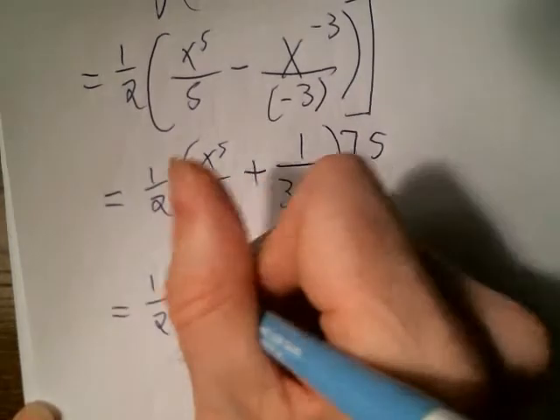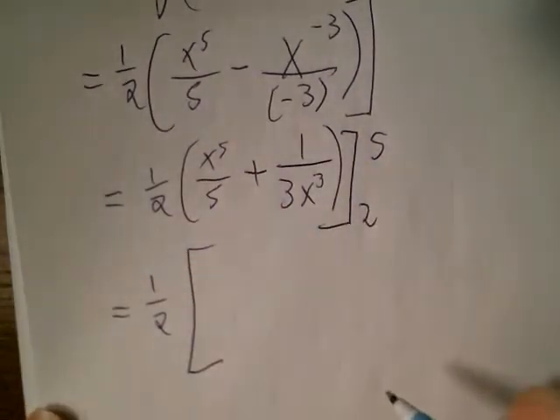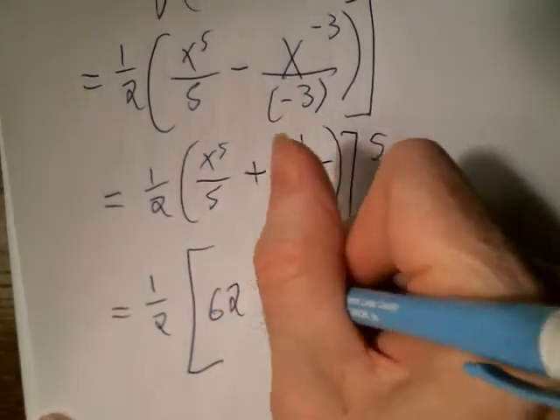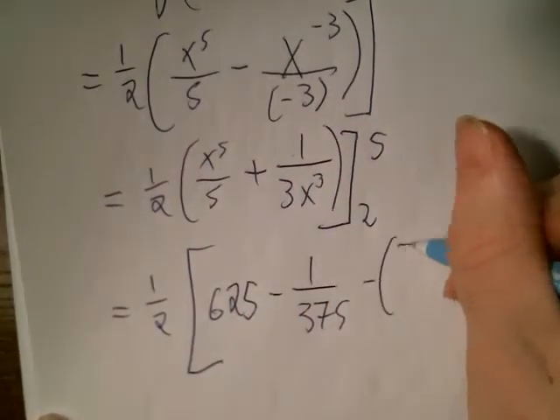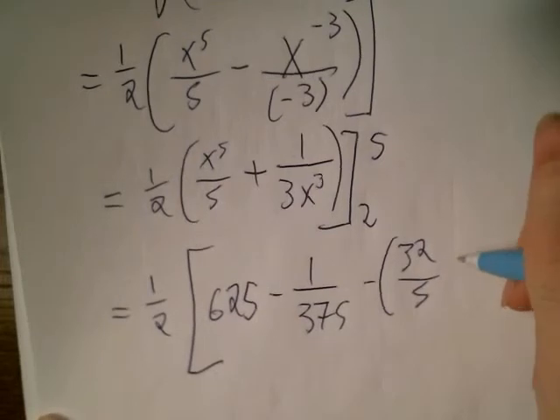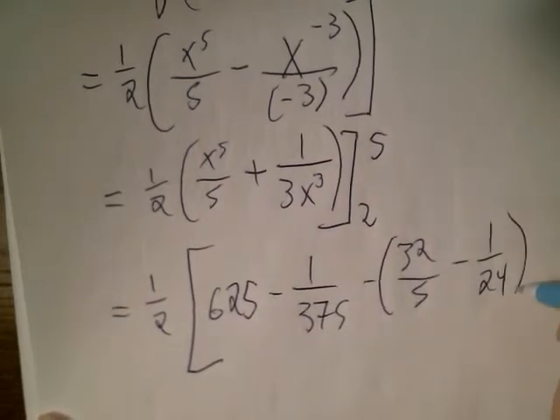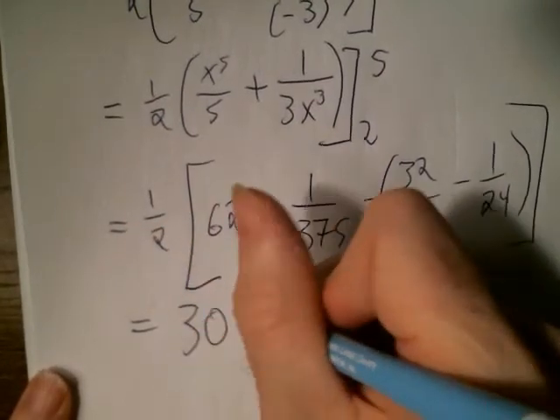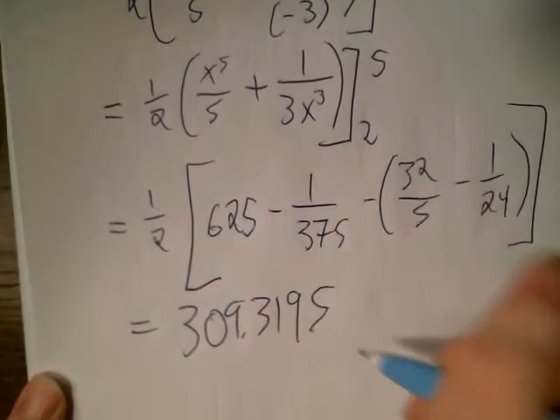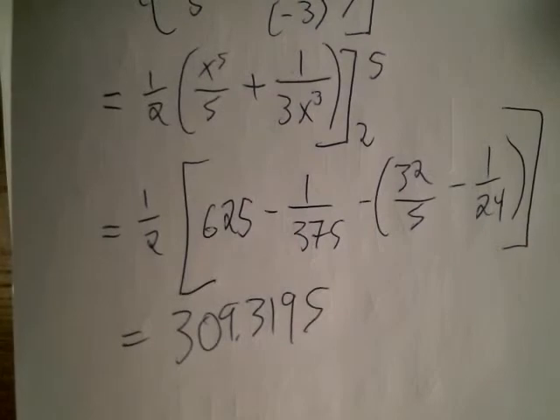So 1/2 times, this will end up being 625 over 5 minus 1 over 375, minus 32/5 minus 1 over 24. And I just put that into my calculator. I got 309.3195. Okay.